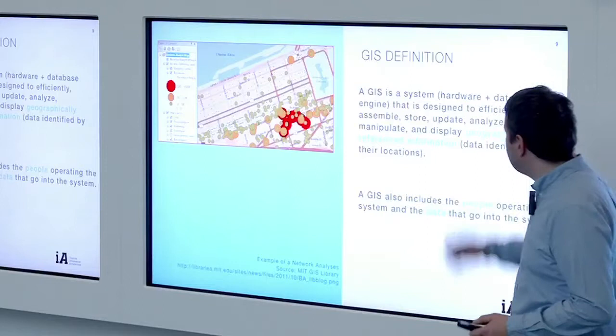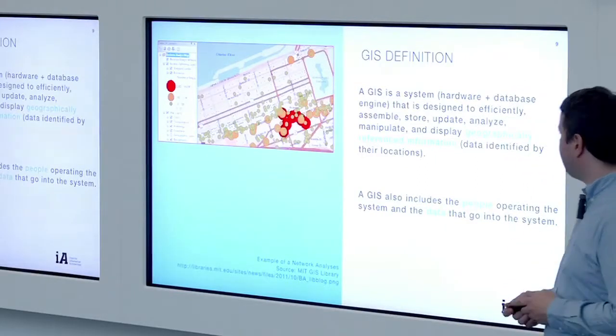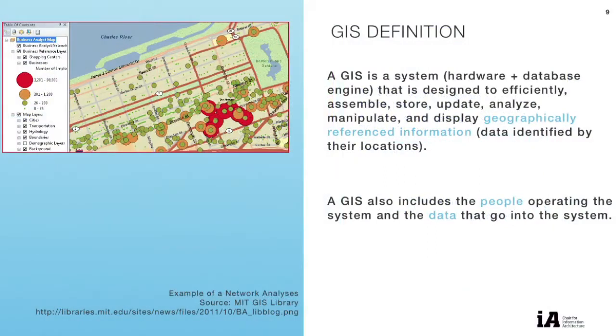So a GIS system is a system, hardware, and database engine that is designed to efficiently assemble, store, update, analyze, manipulate, and display geographically referenced information.